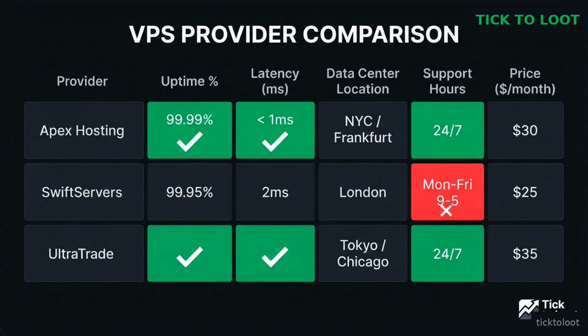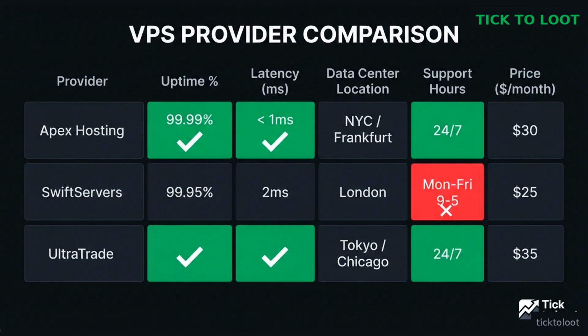Data center location matters too. Pick a server physically close to your broker's data center. If your broker is in Frankfurt, a Frankfurt-based VPS will shave off precious milliseconds. Customer support is another pillar. You want a team that answers quickly, especially when you're troubleshooting a stuck EA.